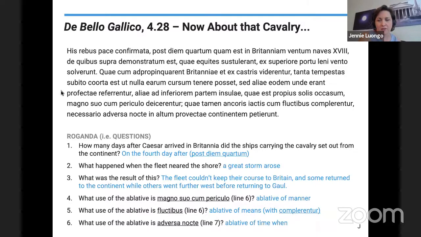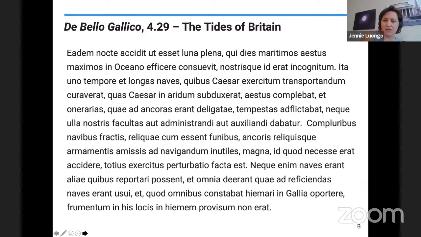They were filled by the waves. All right, and so then we learned that those ships, petierunt, sought the continent, sought the mainland, adversa nocte, like in the night, in the adverse night. In other words, it wasn't the best time to be sailing, but they had to seek the continent then, necessario, because of the necessity.